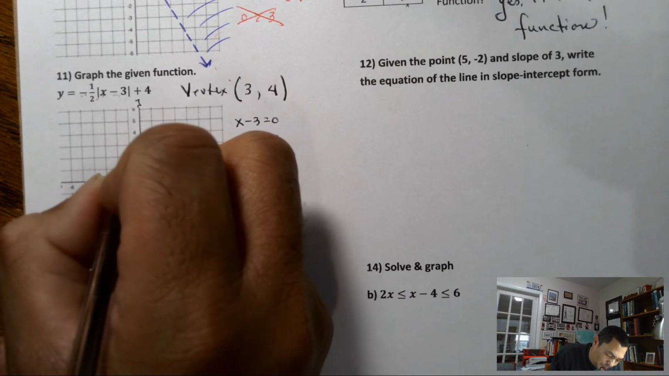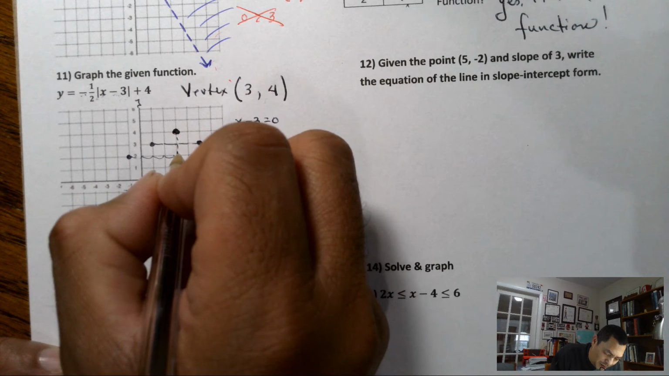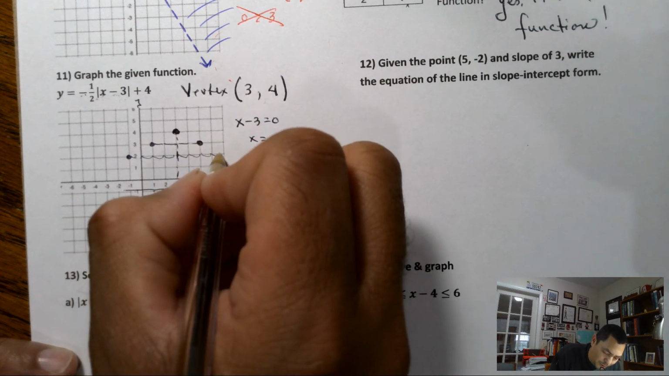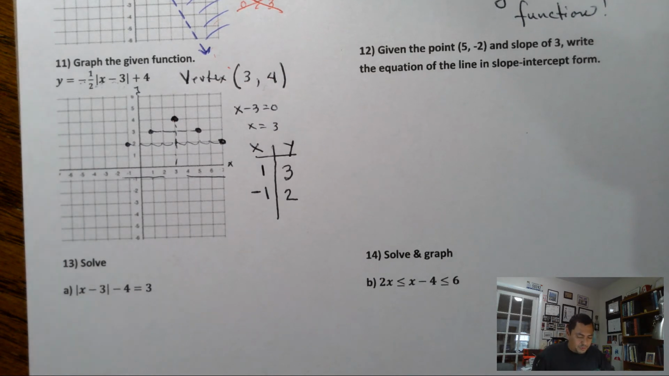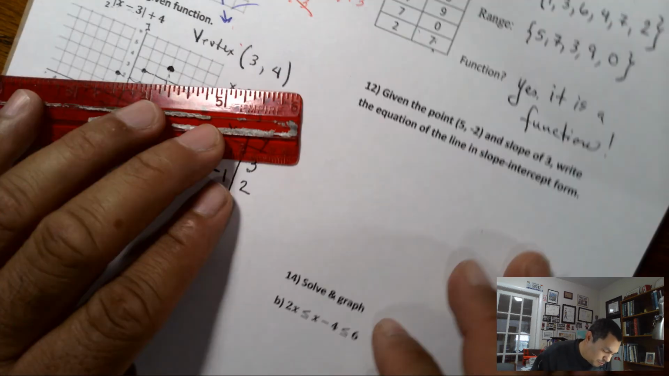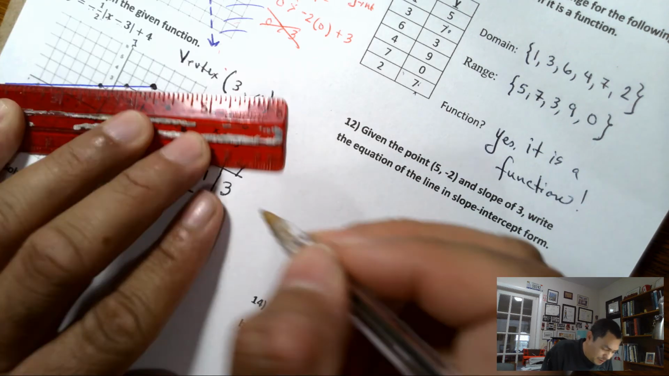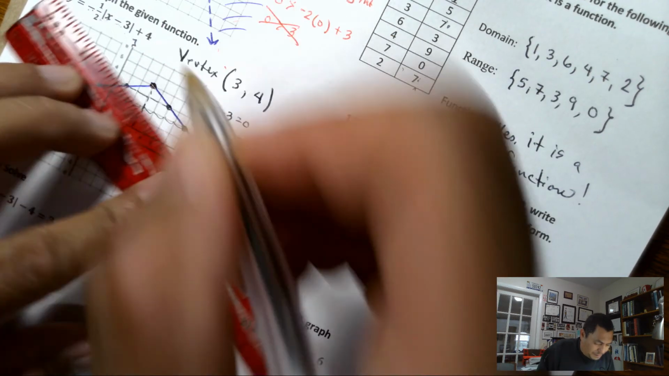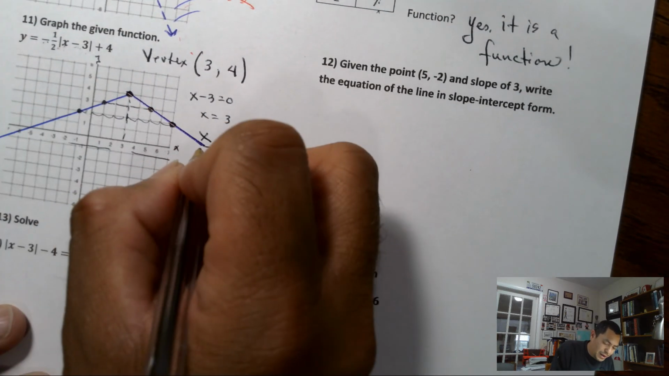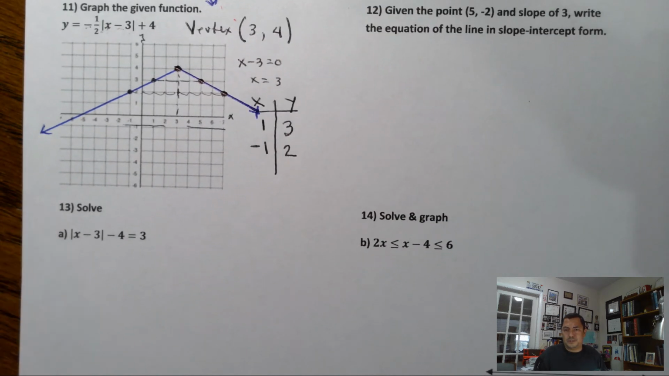And look at this one. 1, 2, 3, 4. This is the vertex. 1, 2, 3, 4. That's my other point. So 7 and 2. Now I'm going to graph this function. So it goes down and it goes the same direction on the other side. So this is your absolute value graph for this problem. I think we did this one in class.